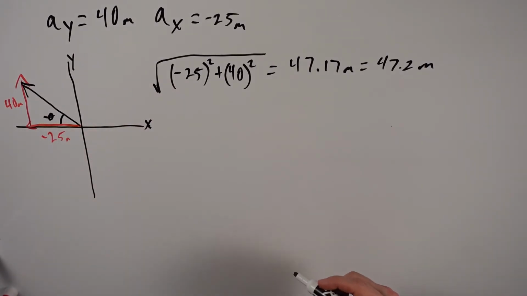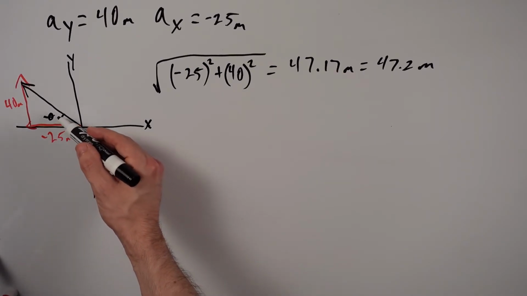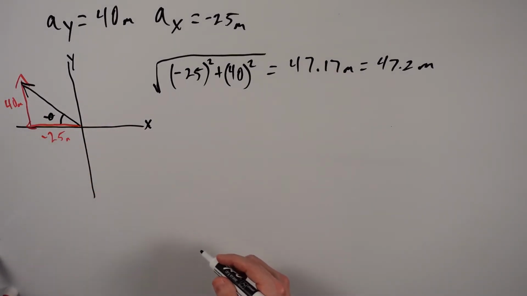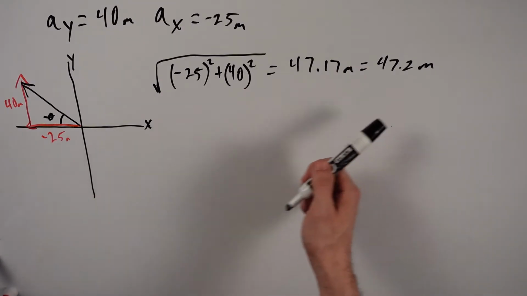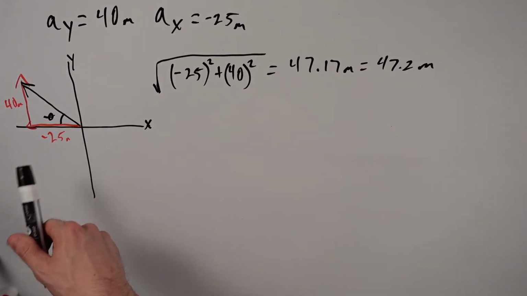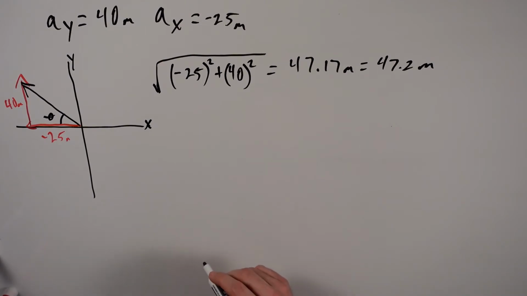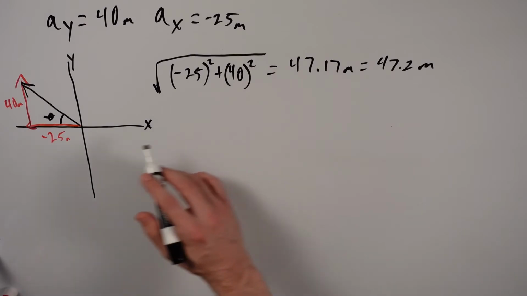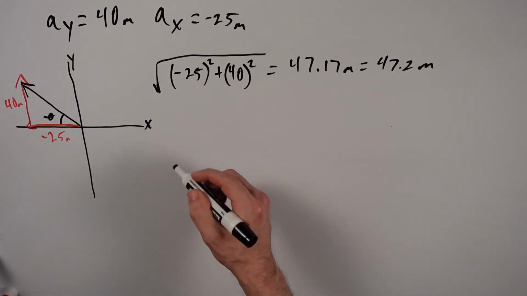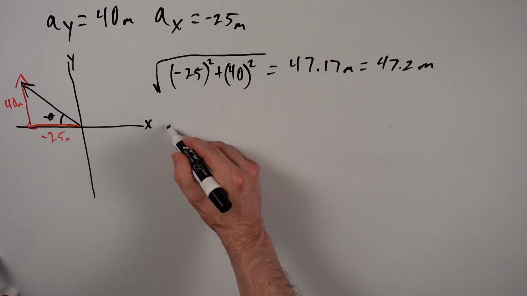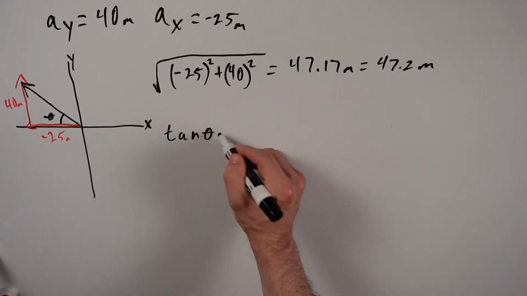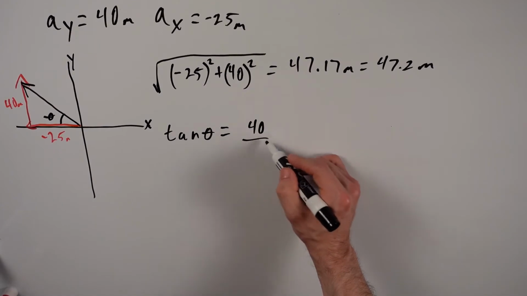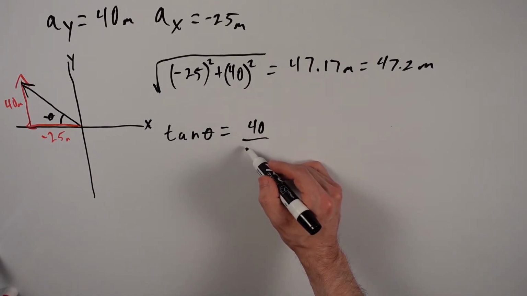So from here, we're just going to use our tangent because we can just do opposite over adjacent. We already have those two pieces. At this point, we have the hypotenuse, so you could use a number of ways to do this. But just in case you didn't do this part first and you're looking for the angle first for whatever reason, we'll just do tangent equals opposite over adjacent.